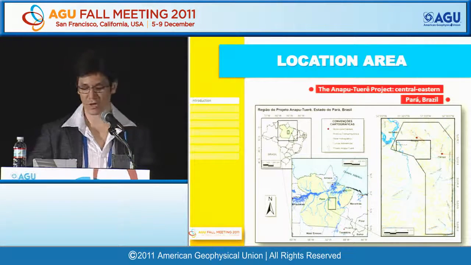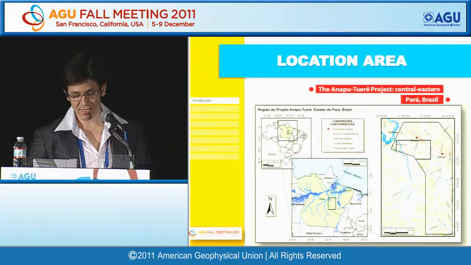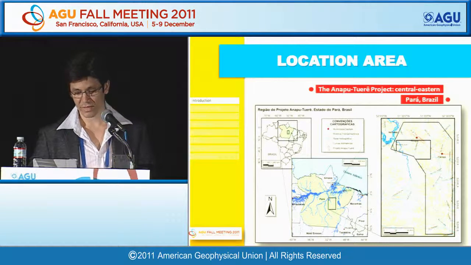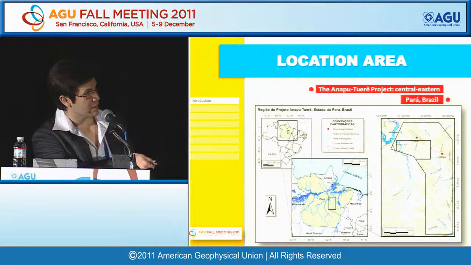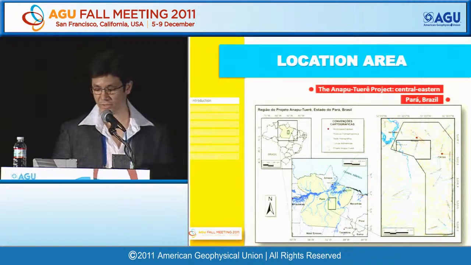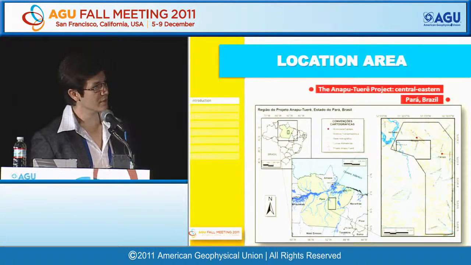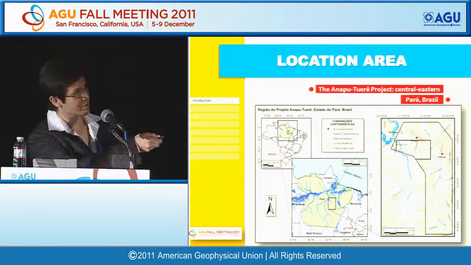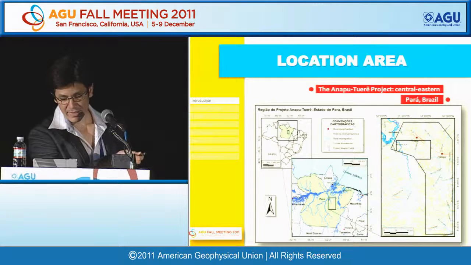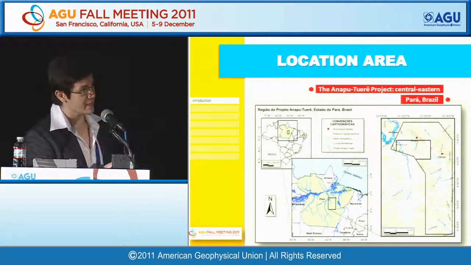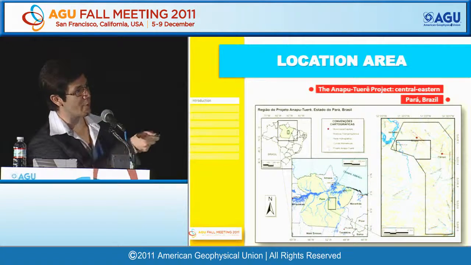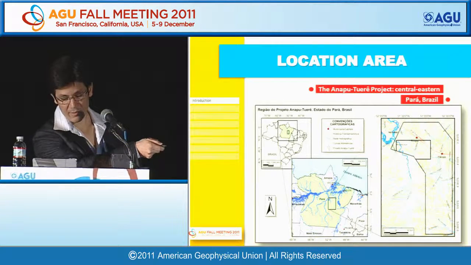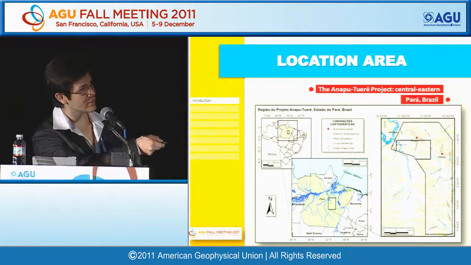The project was developed in the Brazilian Amazonia, central western region of Pará. The big polygon here shows the total area of the project region. However, we concentrated our studies in this small polygon. The principal reference for this area is the Xingu River here, and the Trans-Amazonica Highway that passes through the defined study region.